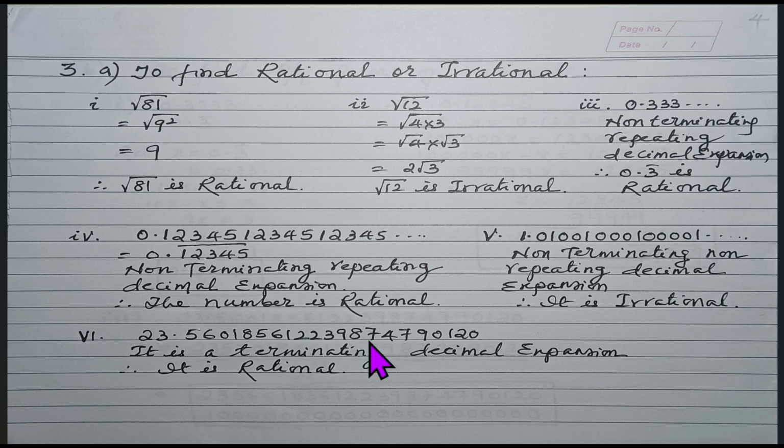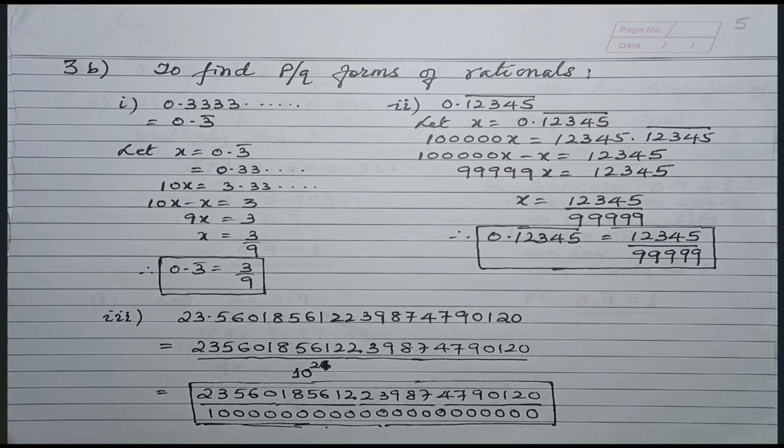Now if you study this one, there is 23.5601856, and it is ending. Since it is ending, it is a terminating decimal expansion, therefore it represents a rational number. Therefore this is a rational number. So please remember that.